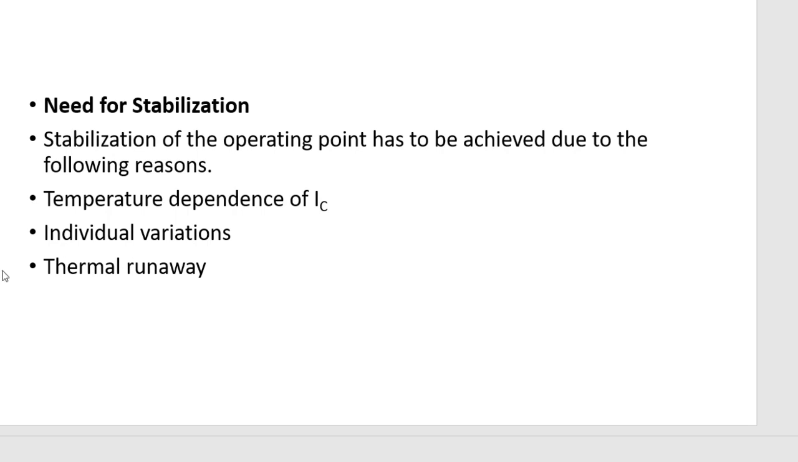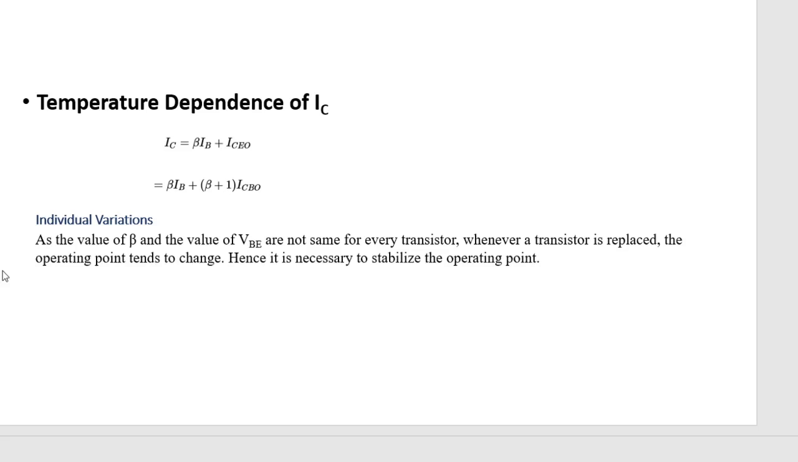Now, the temperature dependence of IC. You know that IC is beta times IB plus the reverse leakage current ICEO. What is ICEO?